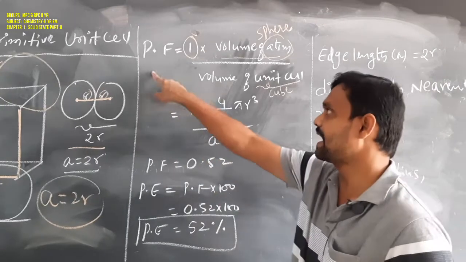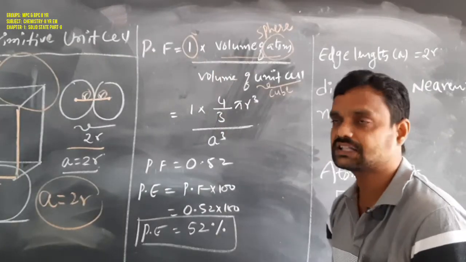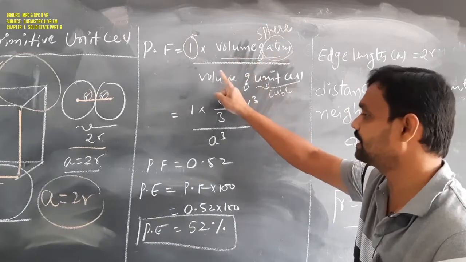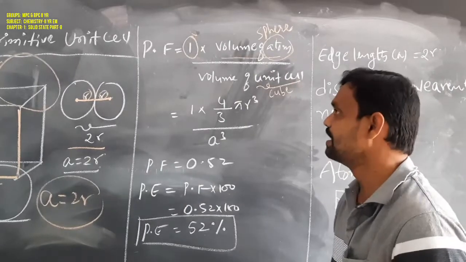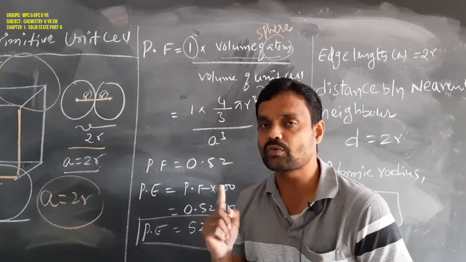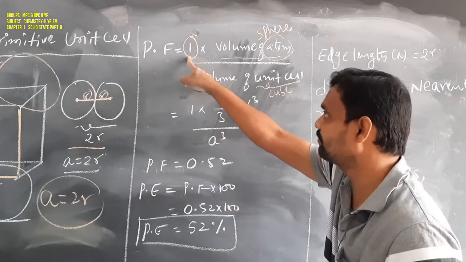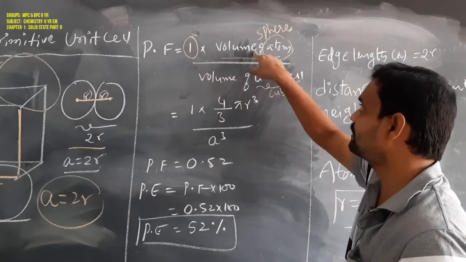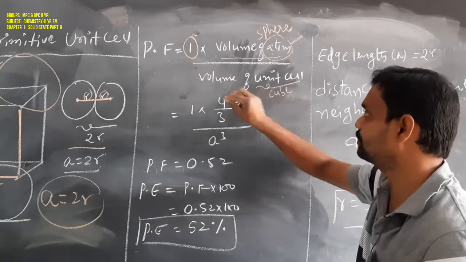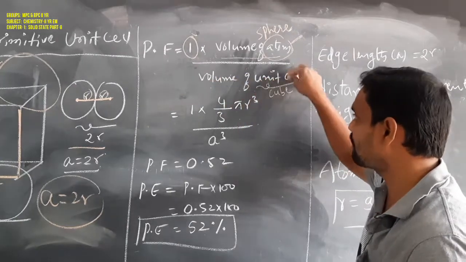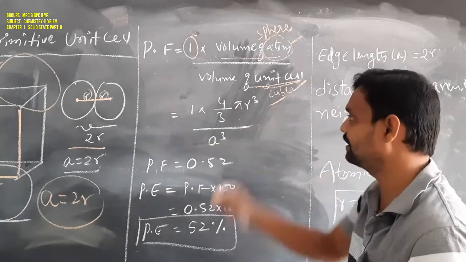Okay, students. So the packing fraction formula is the volume occupied by all the spheres in the unit cell divided by the volume of the unit cell. In the simple or primitive unit cell, how many atoms are contributed? Only 1. So 1 into the volume of the sphere, that is 4 by 3 pi r cube, divided by the volume of the unit cell. Here the unit cell is a cube, so divided by a cube.